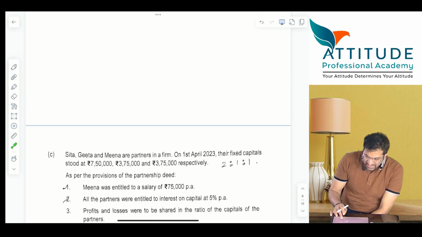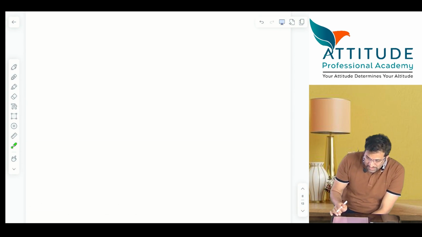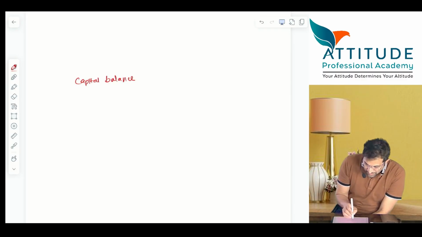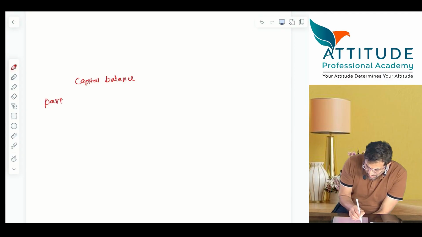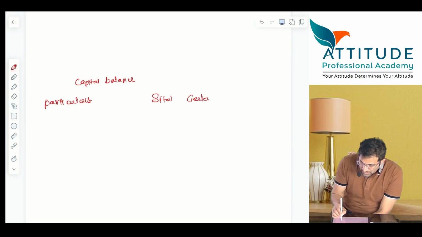First of all, tell me, fixed capital, there is no question of taking it. First of all, you tell me, if I put a statement like this, capital balance, particulars, please take down particulars. First, who is there? Sita, then Geeta and Meena, and then you take the total.